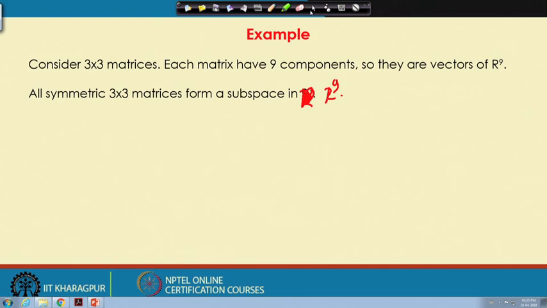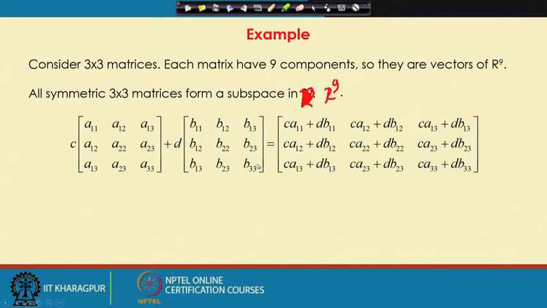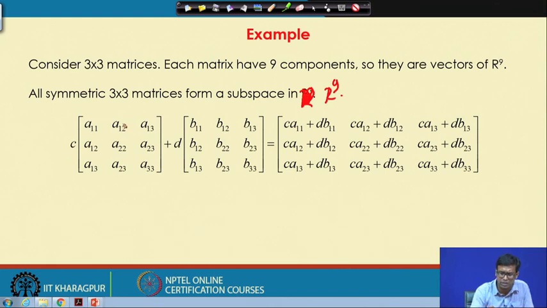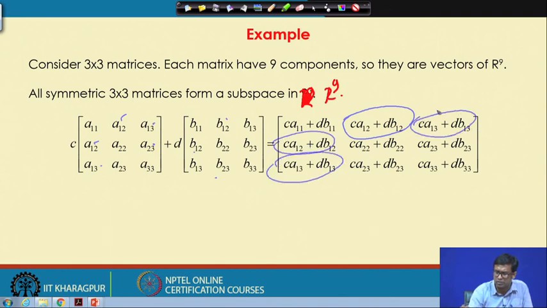How will it be? If we linearly combine two symmetric matrices, the linear combination is also a symmetric matrix. A and B are two symmetric matrices, and in the linear combination, the 2 1 term is same as the 1 2 term, the 1 3 term is same as the 3 1 term, the 2 3 term is same as the 3 2 term. So, the linear combination is also a symmetric matrix. So, symmetric matrices form a subspace in R9.